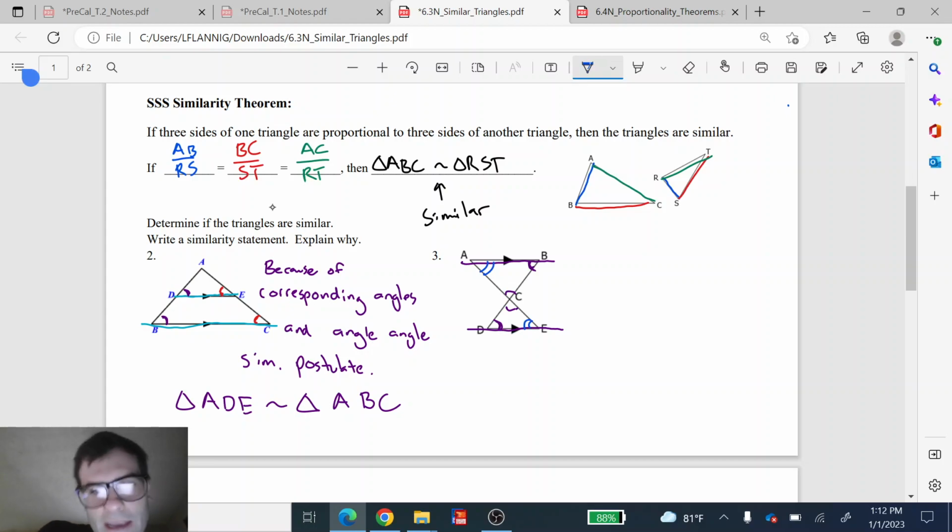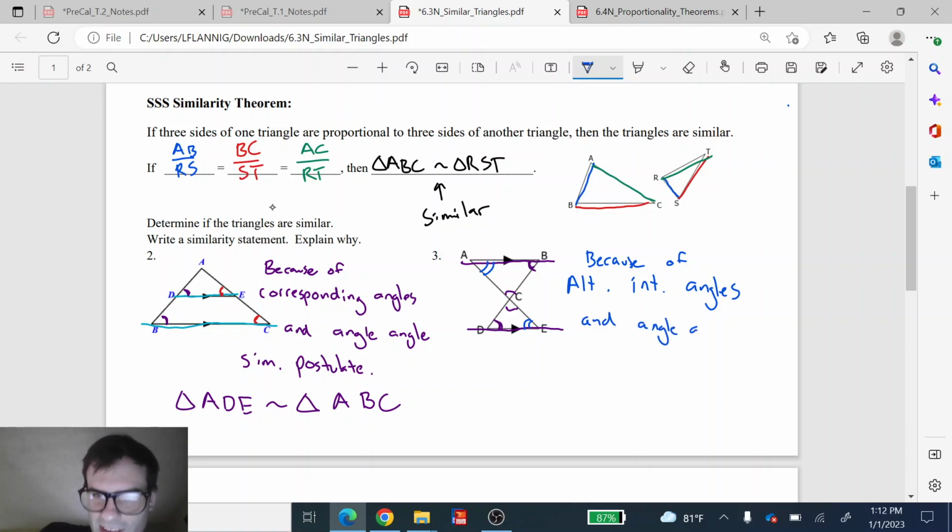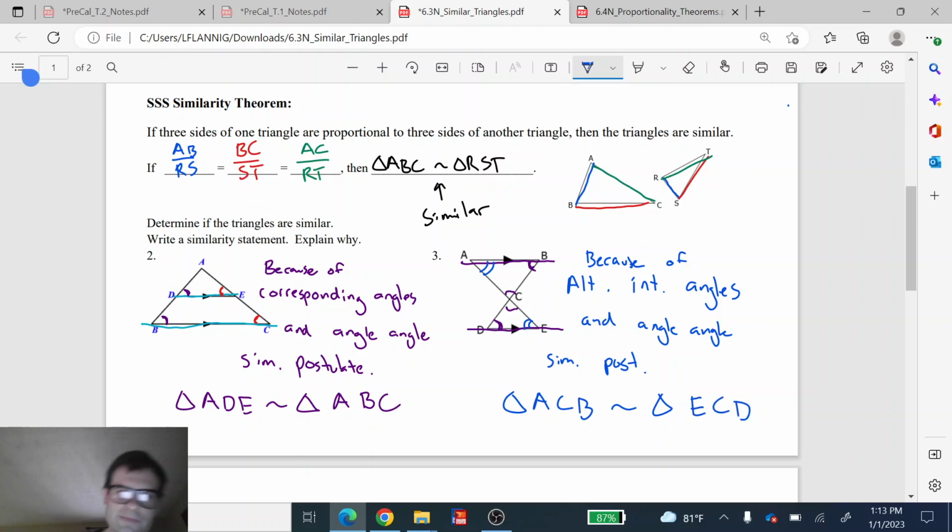So we can say because of alternate interior angles and the angle similarity postulate, triangle ACB is similar to triangle ECD. Two triangles are similar.